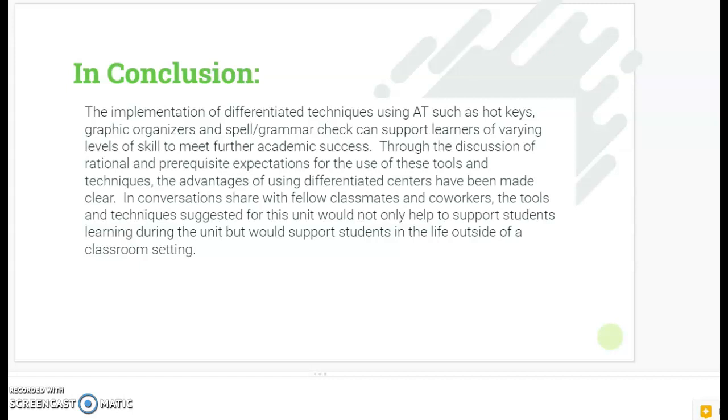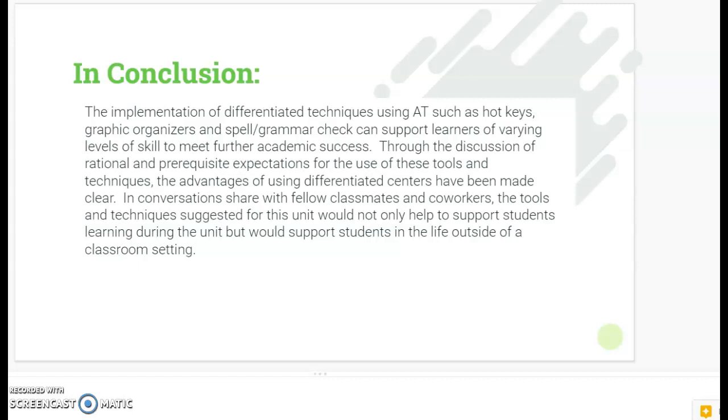And through my discussion of rationale and prerequisites and expectations for the use of these tools and technologies, the advantages of using differentiated centers have been made clear. In conversation shared with fellow classmates and coworkers, the tools and techniques suggested for this unit would not only help to support students learning during the unit, but would support students in life outside of an academic classroom setting.